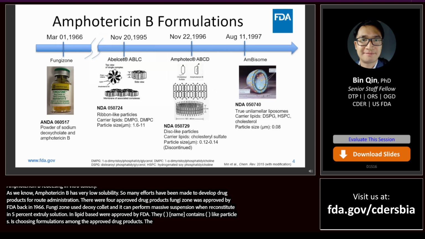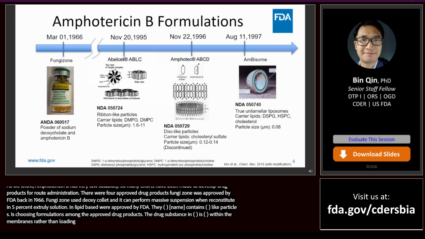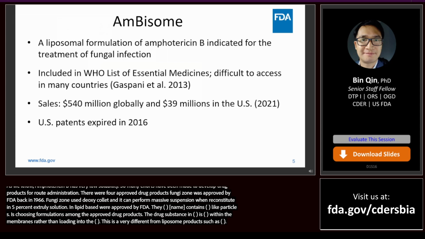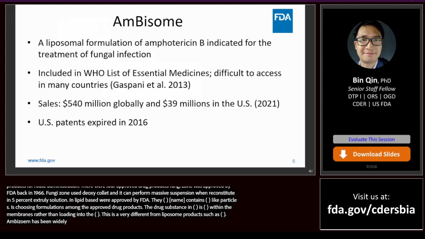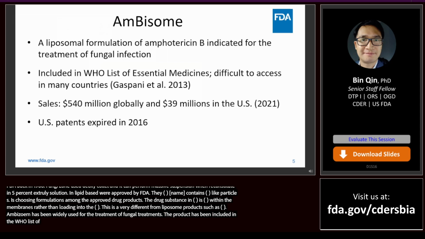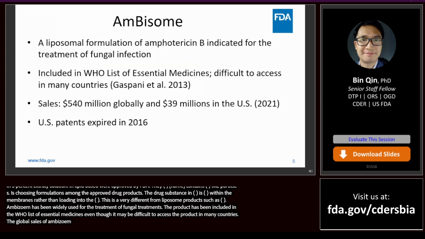The drug substance in AmBisome is intercalated within the membranes rather than loaded into the aqueous core. This is very different from liposome products such as Doxil. AmBisome has been widely used for the treatment of fungal infections and other indications. The drug product has been included in WHO lists of essential medicines, even though it may be difficult to access in many countries. The global sales of AmBisome is about $500 million, and the US patent expired in 2016. There has been a lot of interest in generic production of this product.